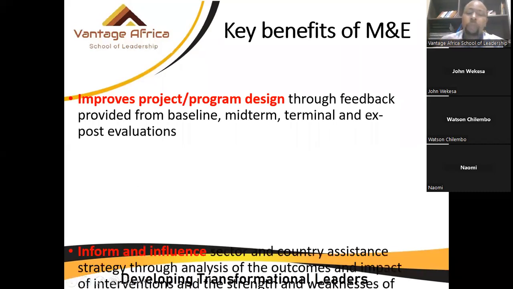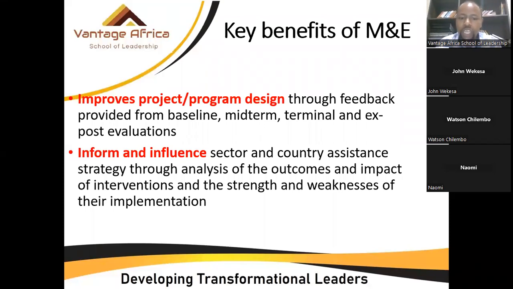So M&E also informs and influences sector and country assistance strategy through analysis of outcomes and impact of interventions and the strengths and weaknesses of their implementation. The next time we are meeting, one of the things we're going to be discussing is the differences between monitoring and evaluation. And one of the things that we're going to say is that whereas monitoring tracks activities and outputs and identifies problems and proposes solutions, evaluation provides policy guidelines, strategy guidelines. That is what evaluation does.